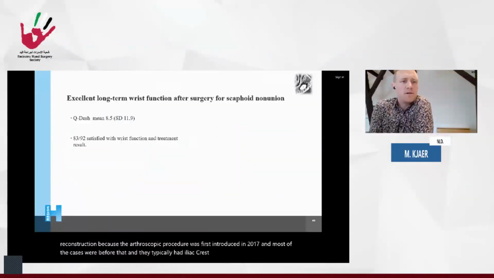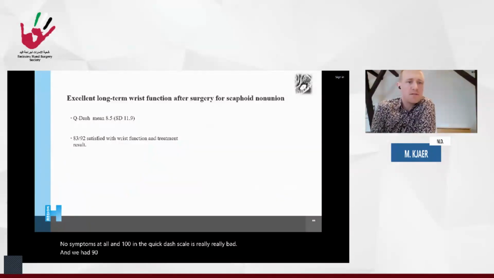And in general, they had an excellent long-term wrist function with a mean QuickDASH of 8.5. 0 is no symptoms at all, and 100 on the QuickDASH scale is really, really bad. And we had 92% satisfaction at the long-term follow-up.